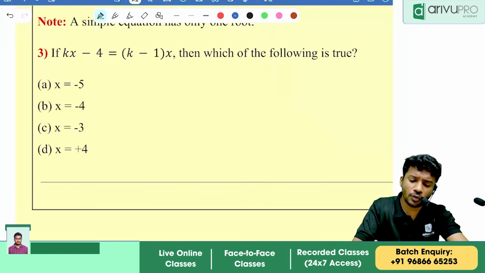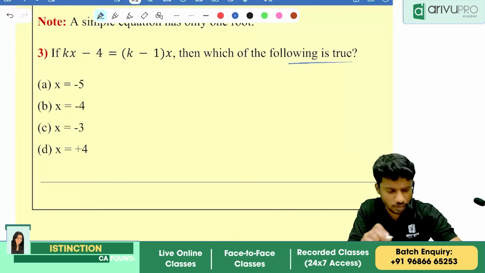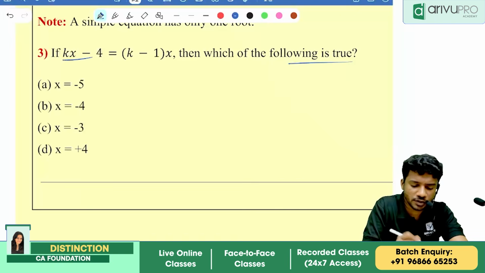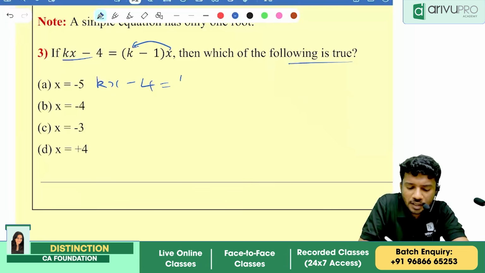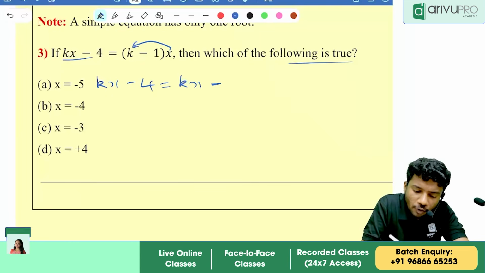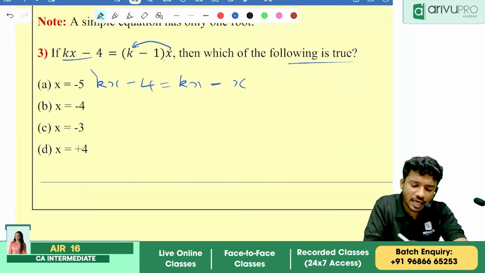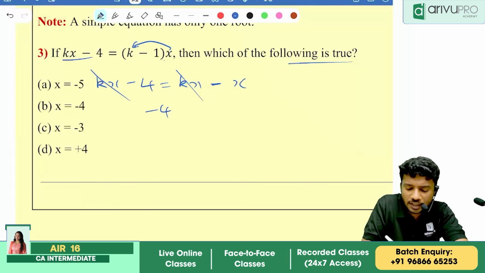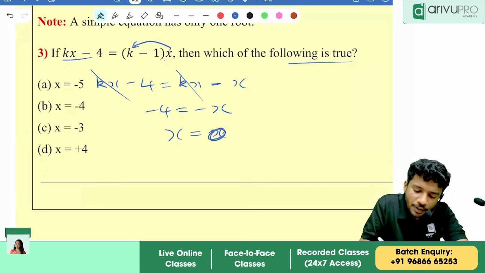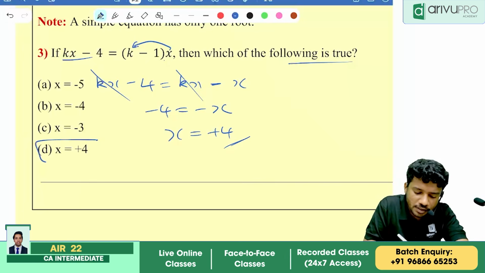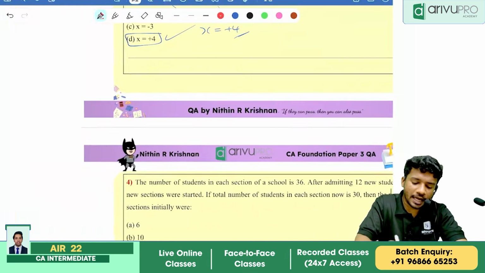Now people, look at this question. Get me the answer for x. Which of the following is true is the question. People, how to solve this? Open the bracket. Kx minus 4 is equal to, open the bracket, Kx minus x. Kx cancels. Minus 4 is equal to minus x. So x is equal to plus 4. Option D is the answer.